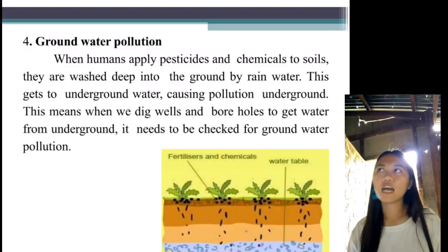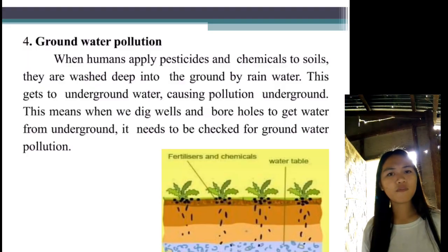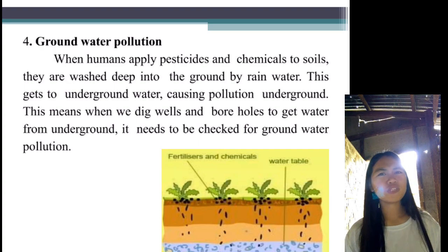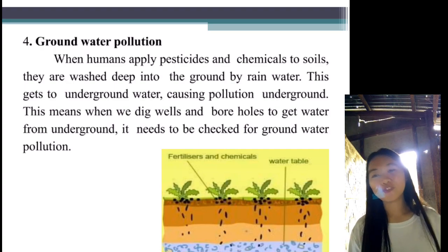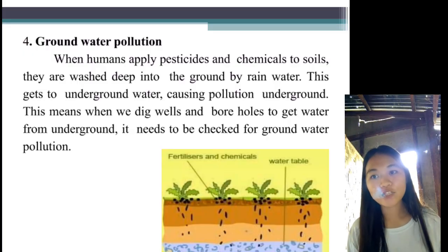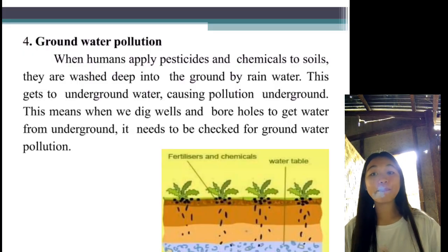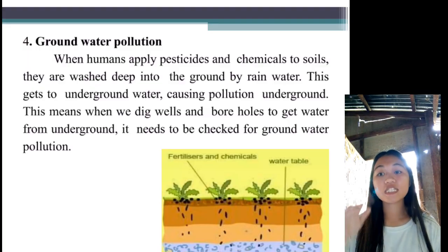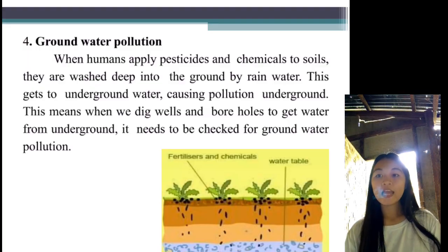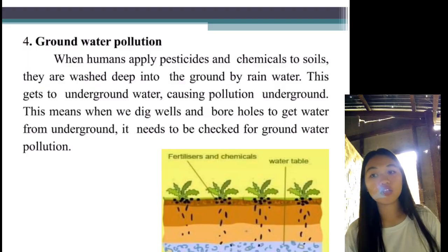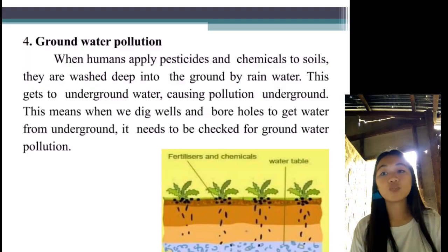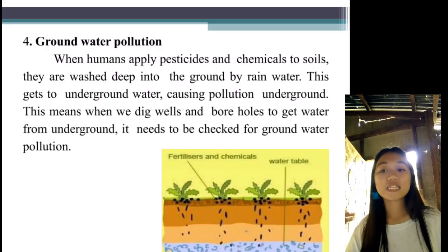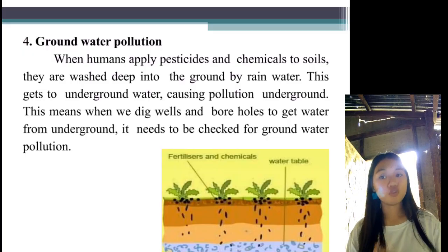I believe in 10.4, we already mentioned groundwater. Now, let's also understand groundwater pollution. So, what is groundwater pollution? Groundwater pollution is when humans apply pesticides and chemicals to soils. They are washed deep into the ground by rainwater. This gets to underground water, causing pollution underground, which means when we dig wells and bore holes to get water from underground, it needs to be checked for groundwater pollution.